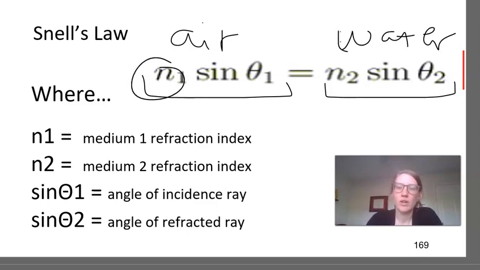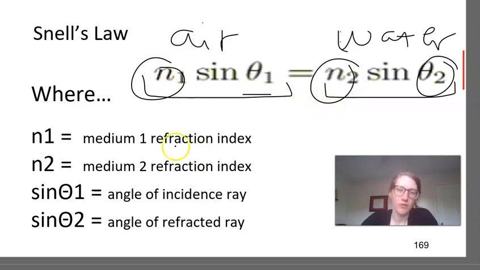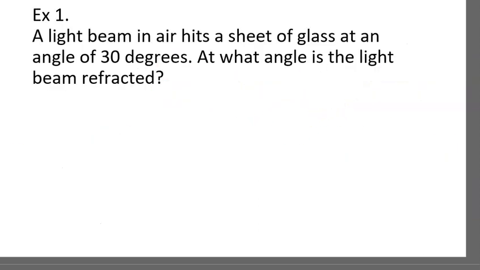Okay, our N1 would be 1. This would be whatever angle they give us that the light is entering. And then usually you are finding the theta, or maybe you have a mystery material, a mystery medium that you're going into, and then you would solve for N2, okay? So you'll have 3 out of 4 of the unknowns. Okay, let's do this example.